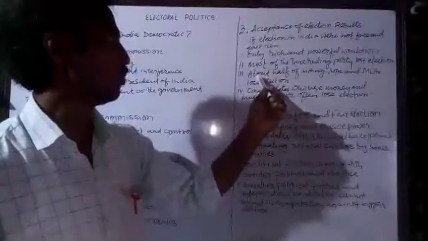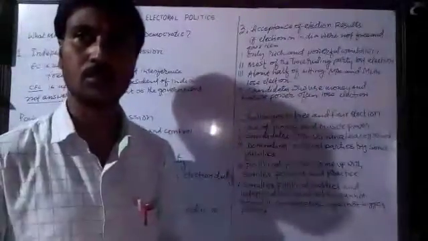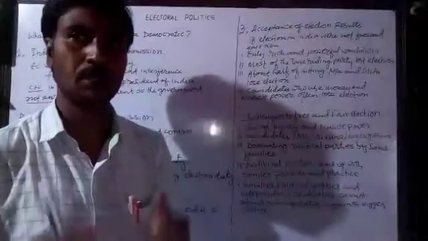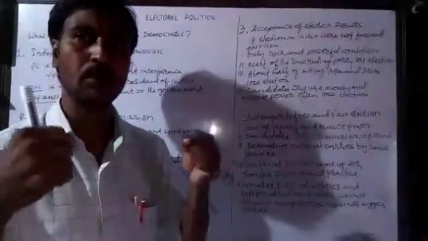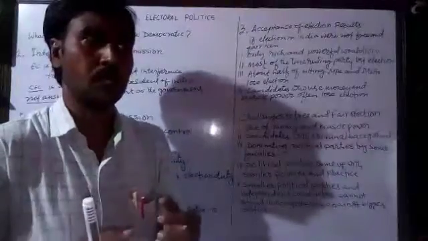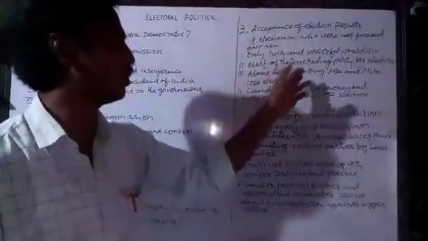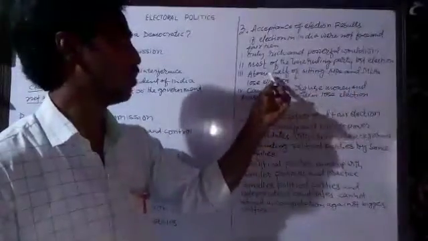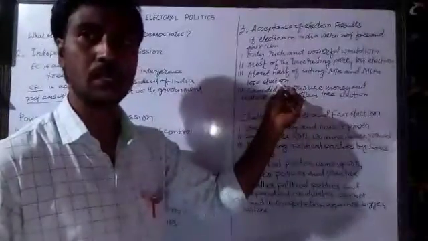Third number, about half of the sitting MPs and MLAs lose elections. This also proves that if the MPs and MLAs who are in power could influence the election and do unfair practices, definitely they would win the election. But most of the time it is seen that about half of the sitting MPs and MLAs have lost their elections.